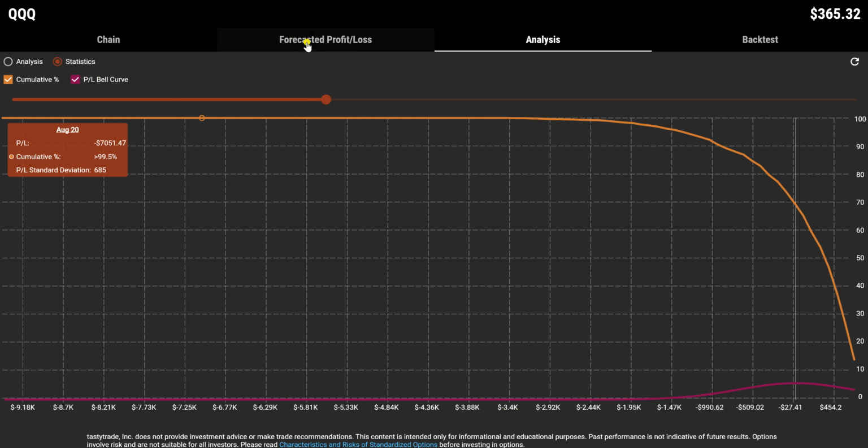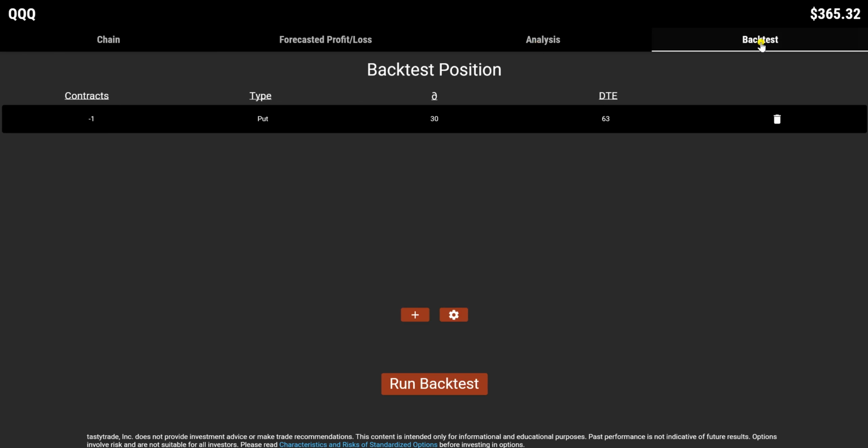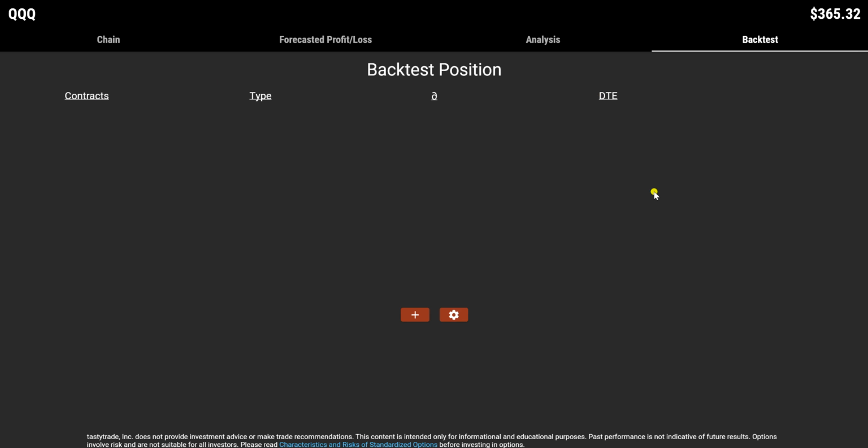The chain forecasted profit and loss analysis is all based on whatever strategy you selected from the chain. Now we're going to go to the backtest tool here. So here in the backtest tool, you can see the option that I selected back from the chain. I'm actually going to delete that one.